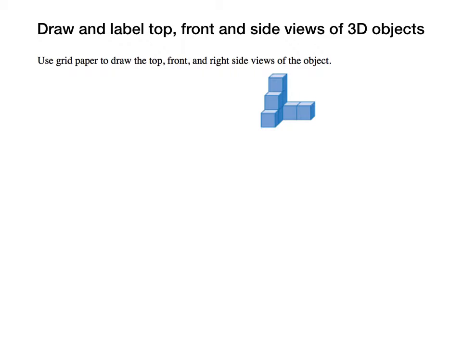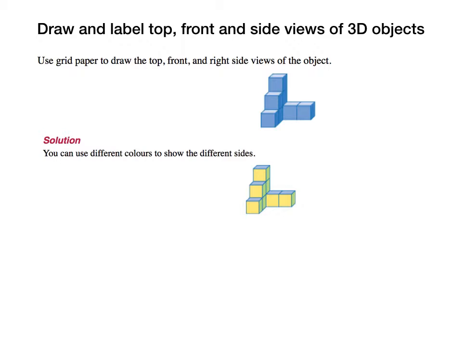Sometimes we are given something that looks like this. It looks like a whole lot of blocks kind of put together, and we have to be able to use grid paper to draw the top, front and side view of the object. So this can be a little bit tricky, but we have to just stay really disciplined in our imagination and take a look at the different views.